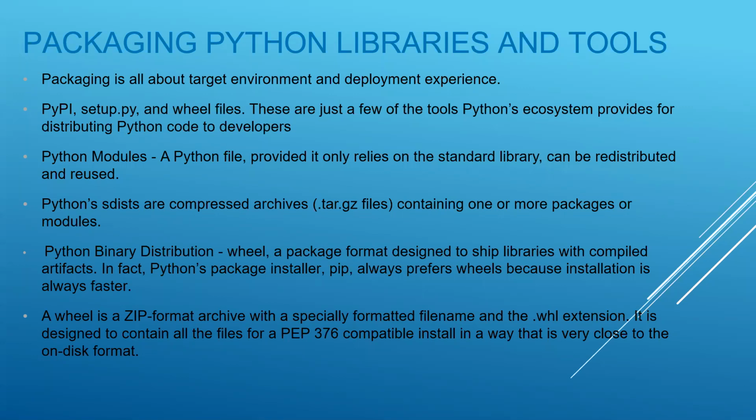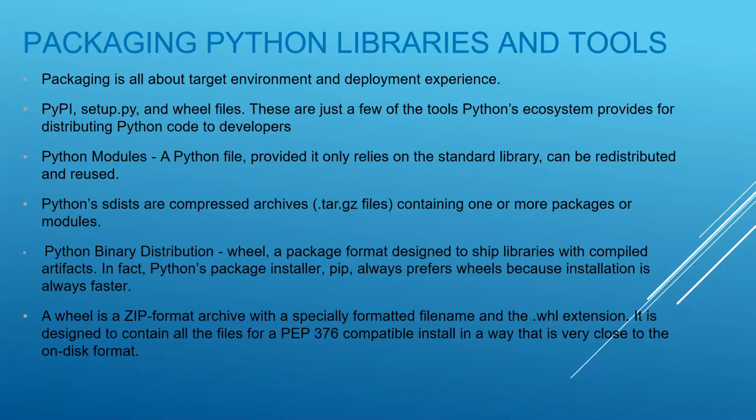For that we usually use a wheel package, a format designed to ship libraries with compiled artifacts. If we install it with the help of pip, it is very easy to install. All binary distributions are OS-centric. For macOS there will be a different binary distribution, and for Windows there will be a separate one. Like that, there are multiple.